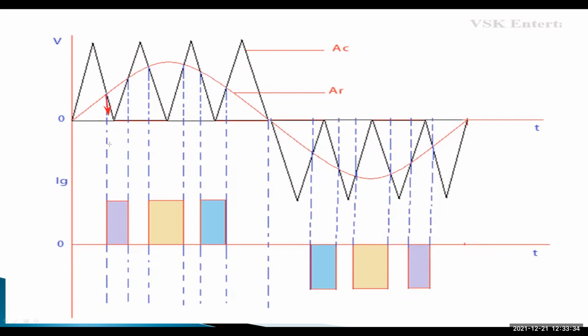Here, your reference signal is more than the carrier signal, then this type of pulse is generated. Similarly, here also the reference signal is more than the carrier signal, then this type of pulse is generated. Here also the reference signal is more than the carrier signal, that's why this type of pulse is generated.